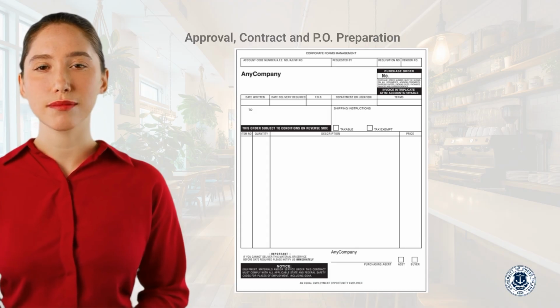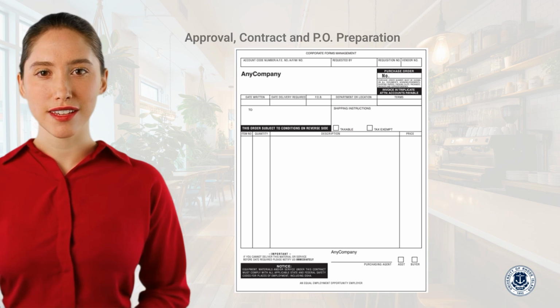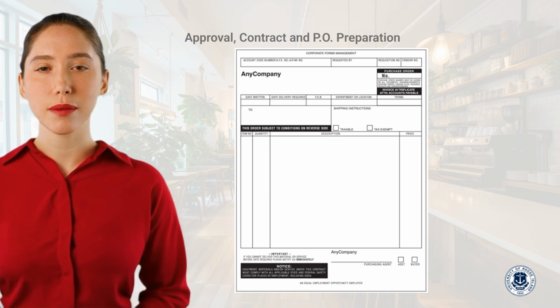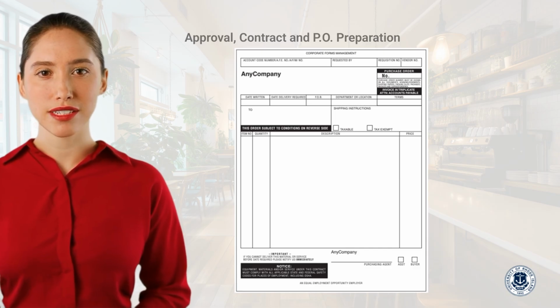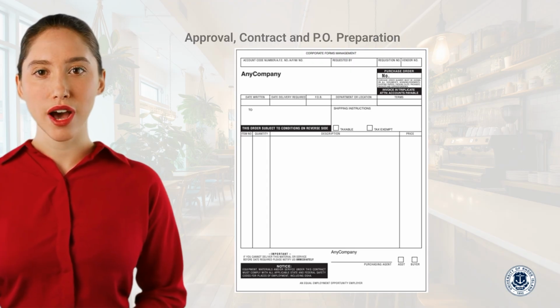Seen here is an example of a purchase order. A purchase order is a legally binding document visible to multiple departments. It includes key details needed by accounts payable, receiving, traffic, quality, and procurement teams. Accuracy here protects the organization and ensures operational clarity.